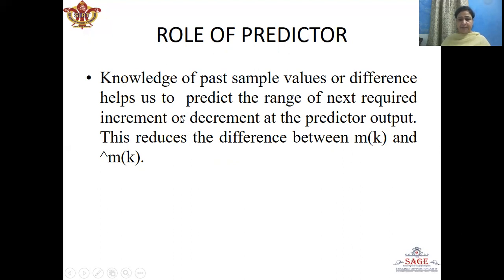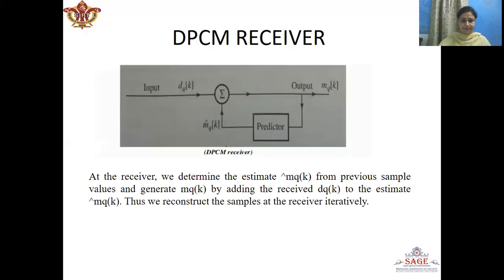But if the present sample MK is less than the predicted sample, in that case, the difference between them will be negative. And in that case, there will be a decrement in the predicted value so that it can reach up to the present sample value.